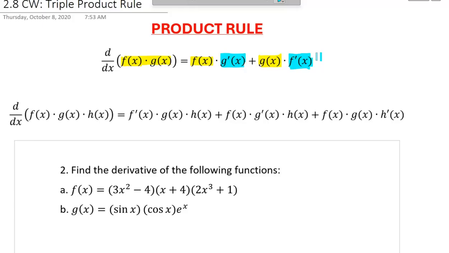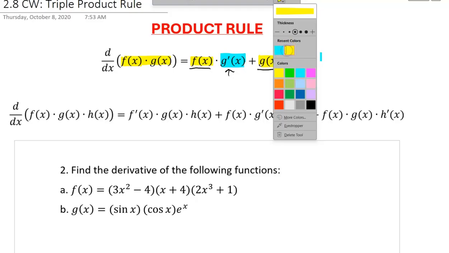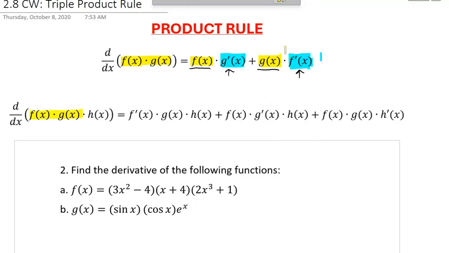There's all sorts of ways to memorize this, but notice you are, in general, rewriting the function and taking the derivative of one function at a time, rewriting the other function and taking the derivative of the other. So that's exactly what we're going to do for a triple product rule. So you will see now that in this notation we are taking f of x, g of x, and h of x. And what I want you to notice is we're only going to take one derivative at a time.